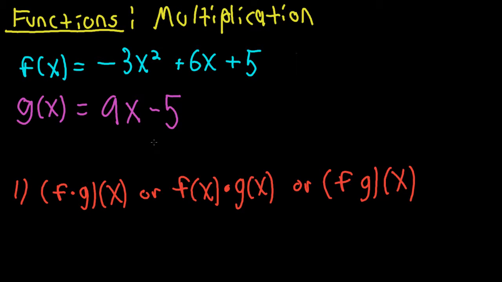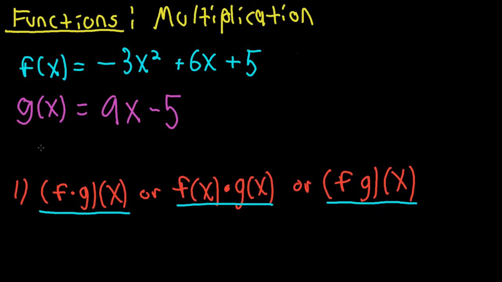Good morning, everyone. Today we're going to be learning how to multiply two different functions. So I have my first function, f of x equals negative 3x squared plus 6x plus 5. My second function, g of x, is equal to 9x minus 5. Our first question is asking us basically to multiply these two different functions. These are just three different ways of asking you to multiply f of x times g of x.